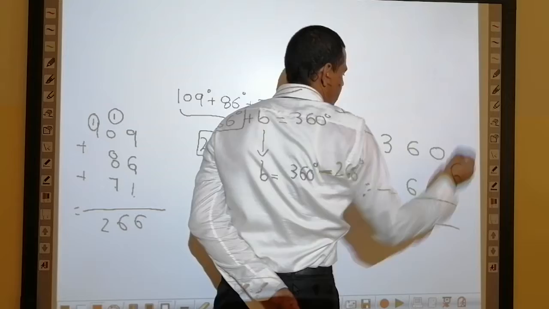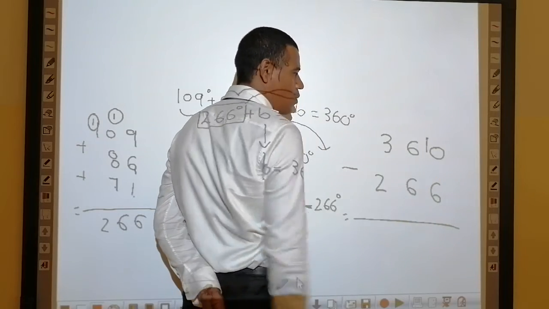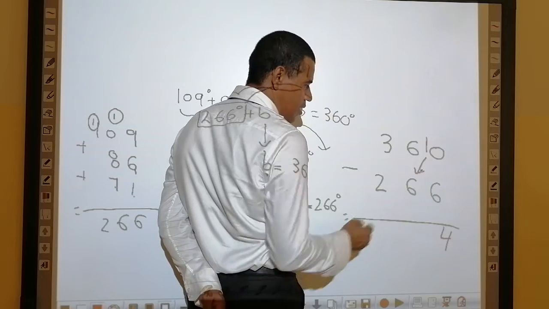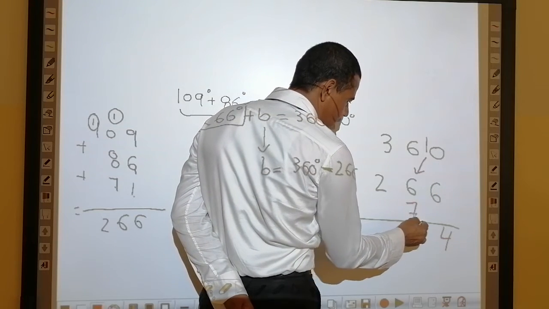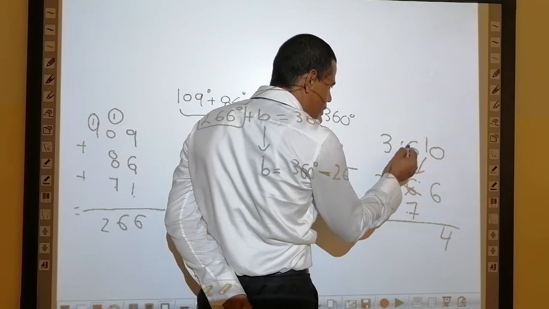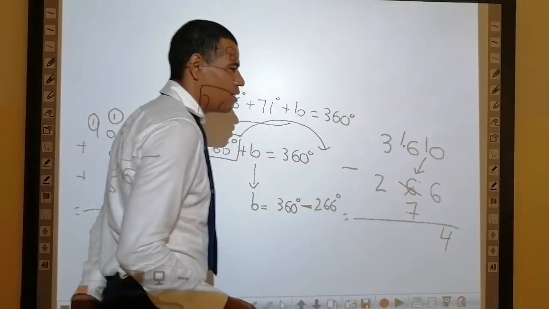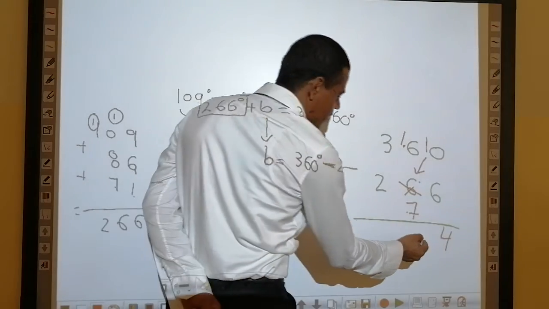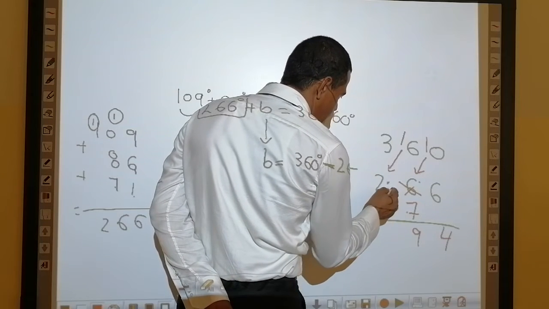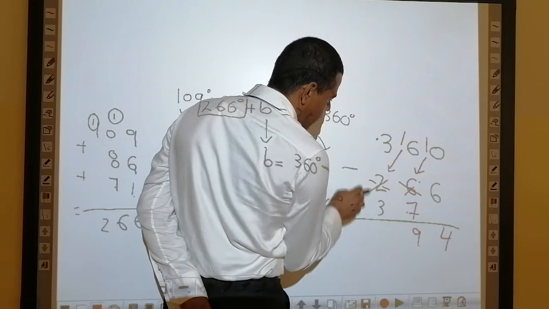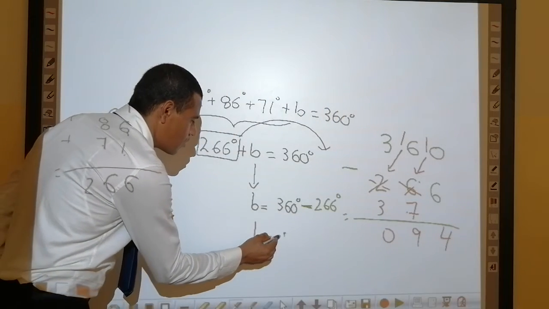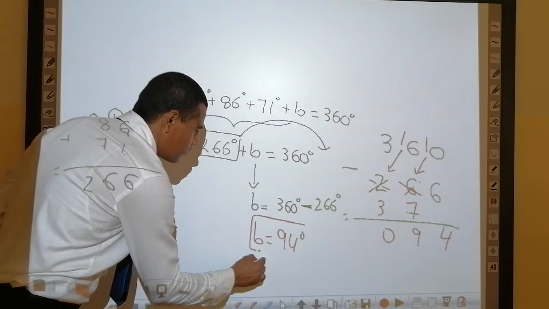How can you solve it? 0 minus 6 not possible. 10, I will borrow 1. 10 minus 6 is 4. The one I borrowed, I will add it with the 6. 6 plus 1 is 7. Now I will work with 7, not 6. 6 minus 7 not possible. I will borrow 1. 16 minus 7 is 9. Then the one I borrowed, I will add it with the 2. It will be 3. 3 minus 3 is 0. So what is the answer? The answer B is equal to 94 degrees.